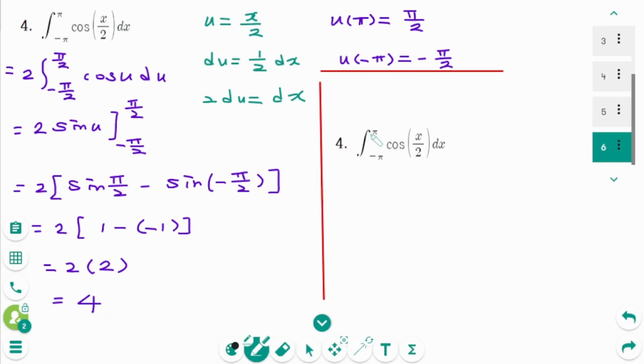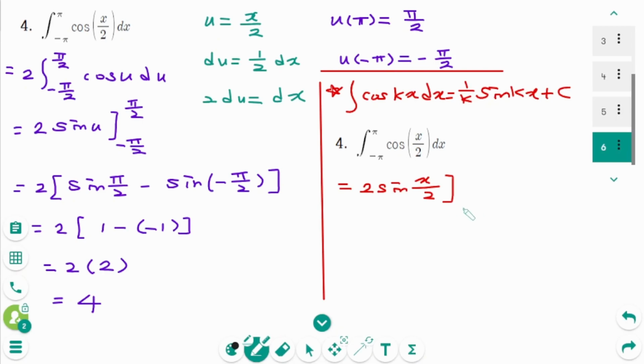Now, shall we do it a little faster? Use the shortcut formula: the integral of cosine kx dx equals 1 over k sine kx plus c. In here, k is 1 over 2. So 1 over k is the reciprocal of 1 over 2, which is 2. Then sine x over 2 from minus pi to pi.